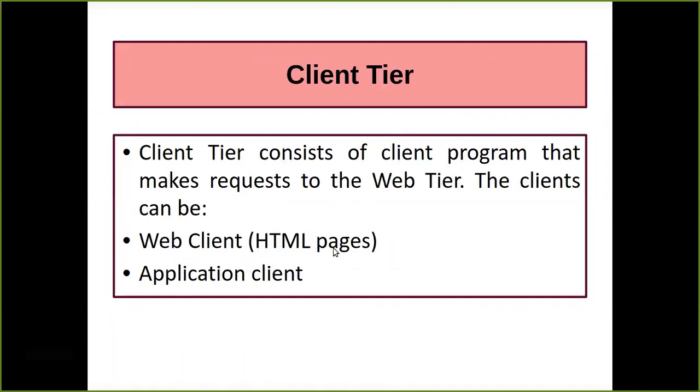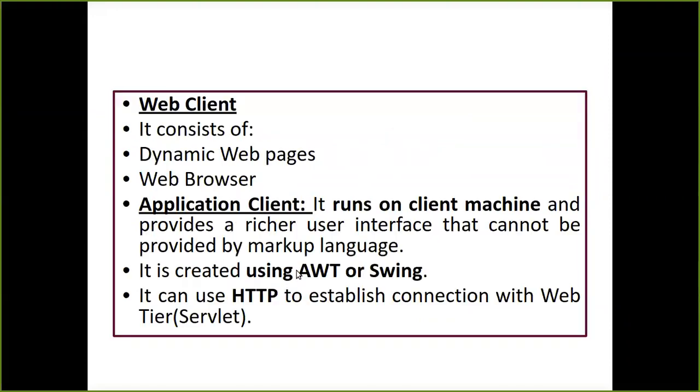One will be your web client, which is about the pages you are going to create, and it is going to have an application client. Now we'll see what that means. When we talk about the web client, it is going to consist of dynamic web pages. It's going to consist of web browsers through which you communicate with your servers. Okay, the other one included in your client tier is your application client.